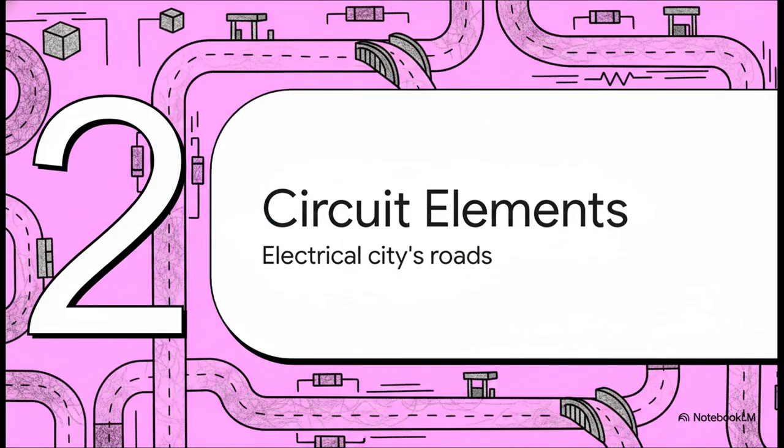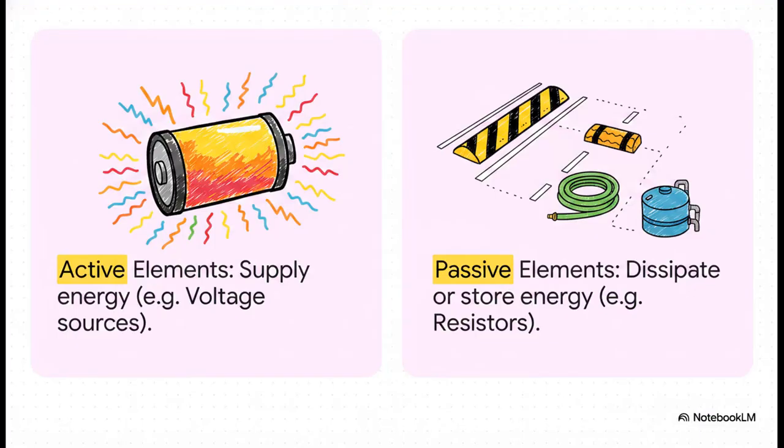All right, moving on to section 2. Meet the circuit elements, the roads and toll booths of our electrical city. So now that we understand the invisible flow, we're going to shift our focus to the physical roads, toll booths, and intersections that actually manage it.